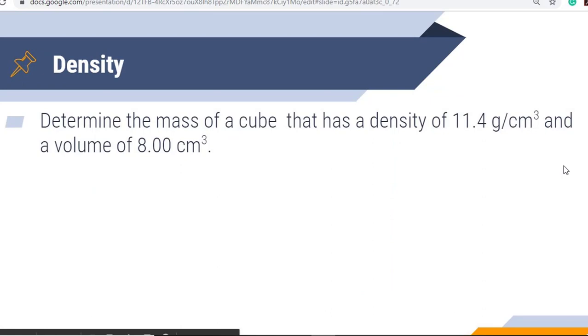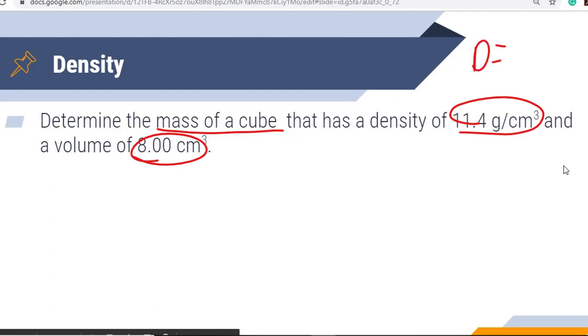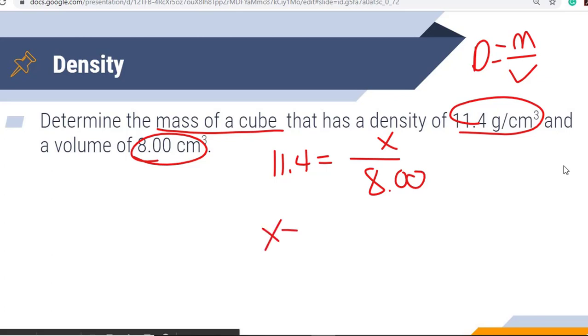Let's do a practice problem. Determine the mass of a cube that has a density of 11.4 grams per centimeter cubed and a volume of 8.00 centimeters cubed. Well, we know our formula, D equals m over V. Our density is 11.4. Our volume is 8.00, and our mass is unknown, so let's call that x. Simply do your algebra and solve.